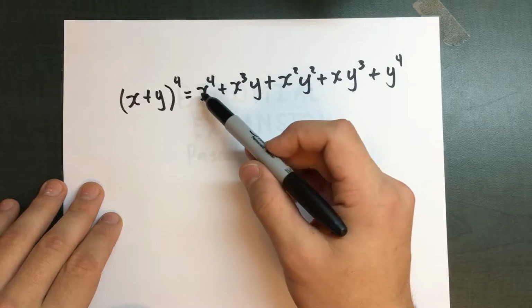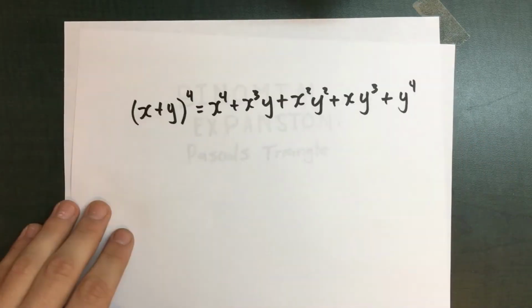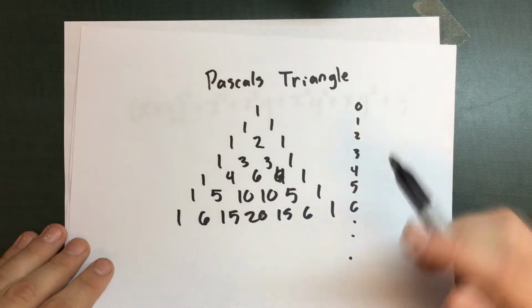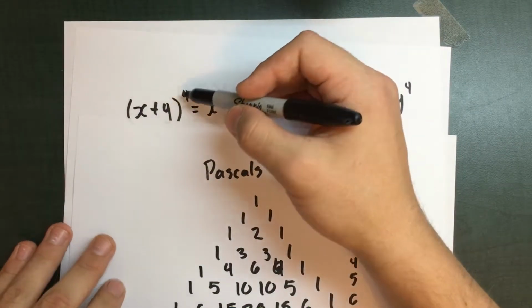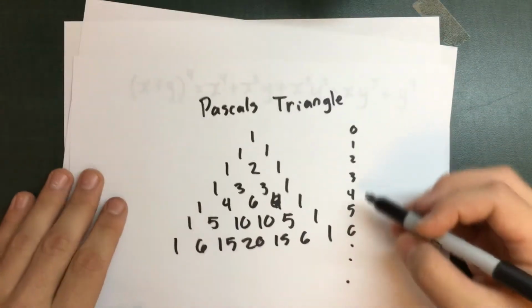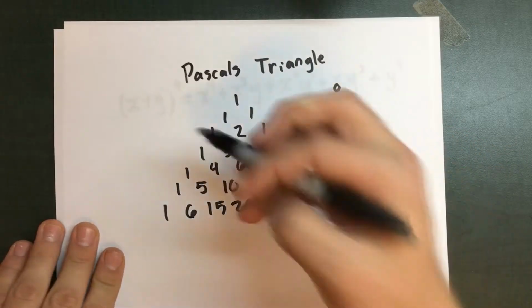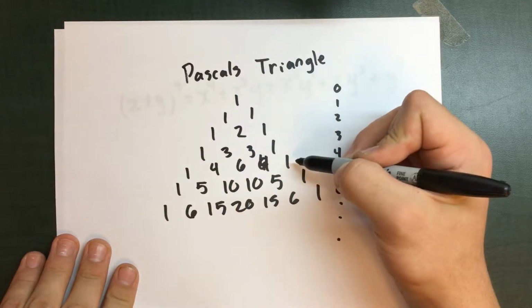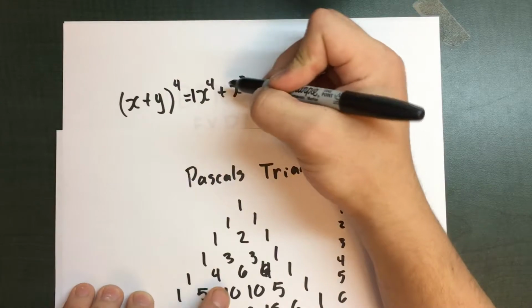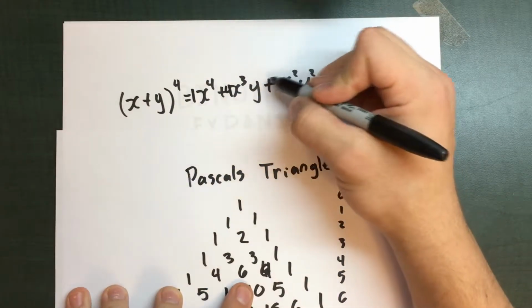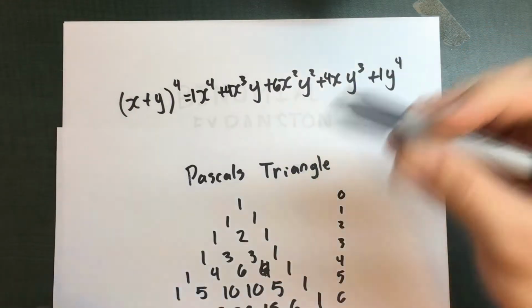Now take notice that there are no coefficients for each of these terms. We use Pascal's triangle, which we have right here, to give us the coefficient of each term. So we know that the degree of what we're trying to expand is 4, so we use the 4th row in Pascal's triangle. So we know that the coefficient of each term corresponds to each number in Pascal's triangle. So for example, this would get a 1, this would get a 4, this would get a 6, this would get a 4, and this would also get a 1.